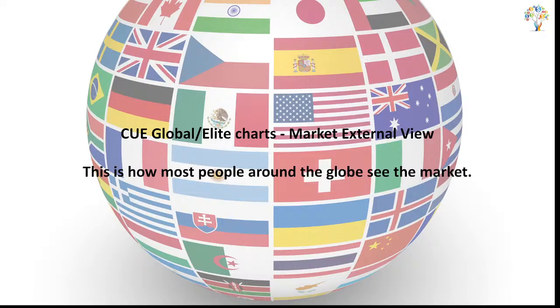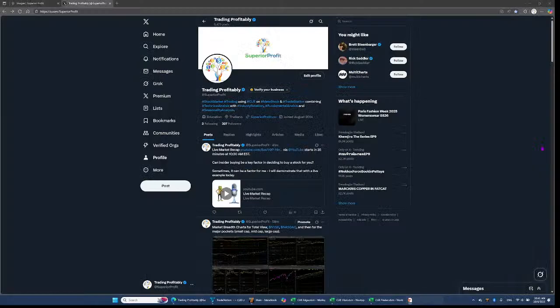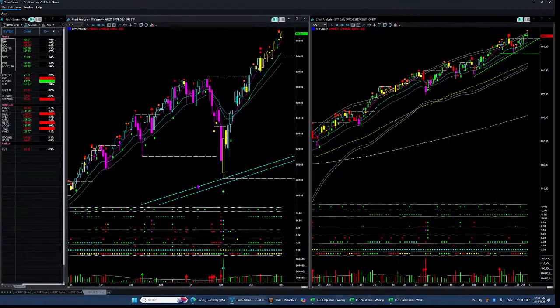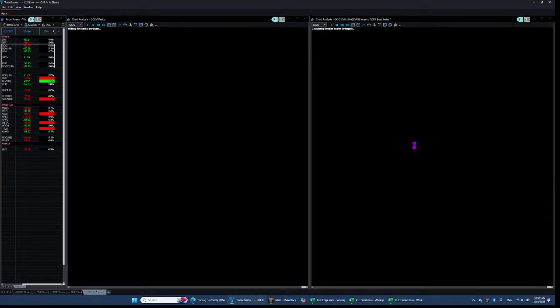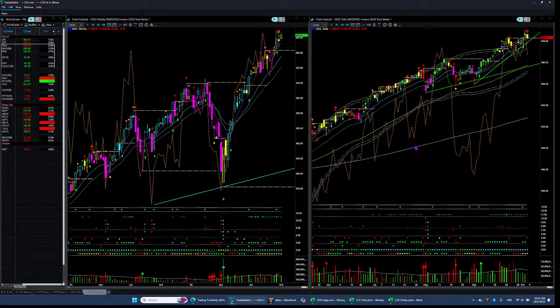Market's external view, this is how most people around the globe see the market. SPY this week made a new all-time high, has trendline support, overbought but not possible to short because of trendline support. If these trendline supports are broken, which is not likely going to be easy, then we may consider shorting, but not now. The same thing will be true for all the market ETFs.